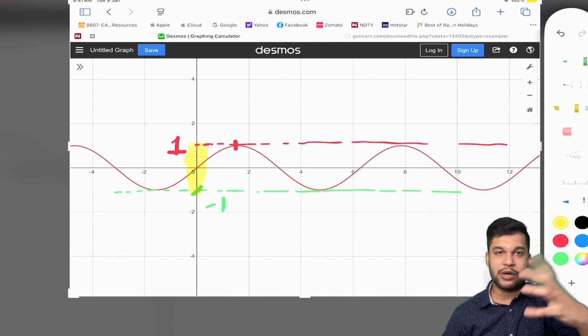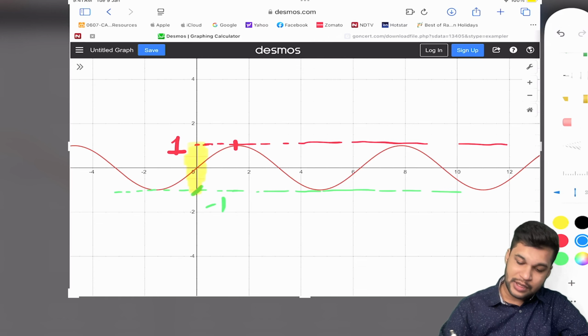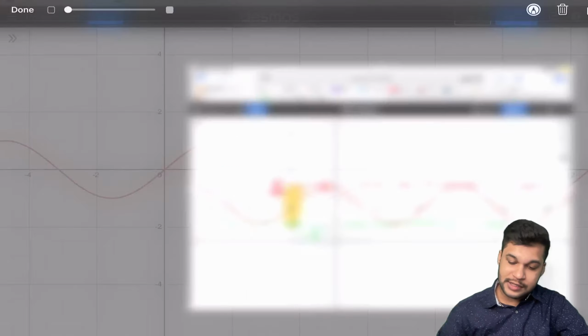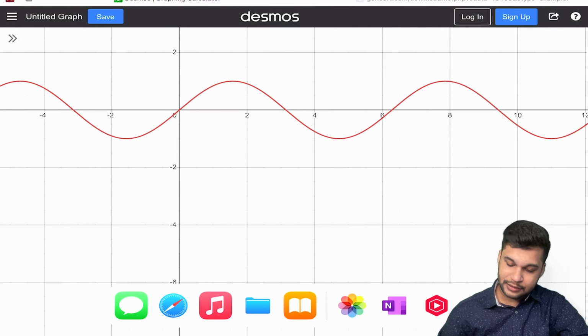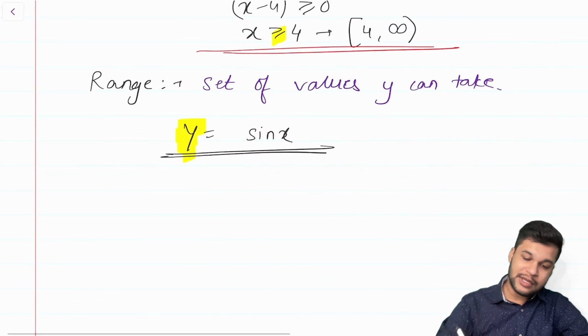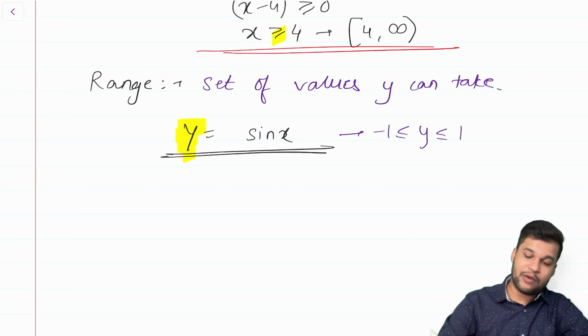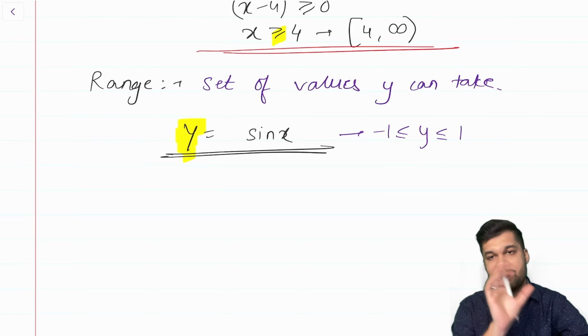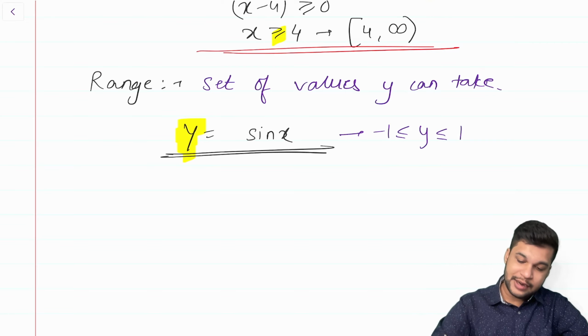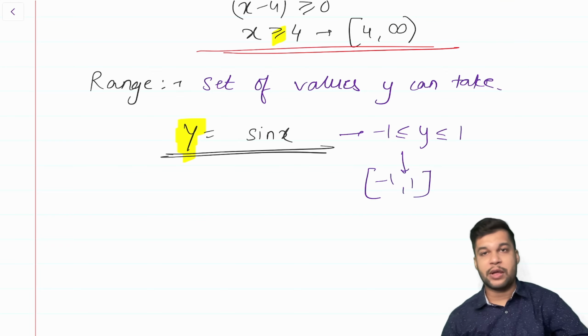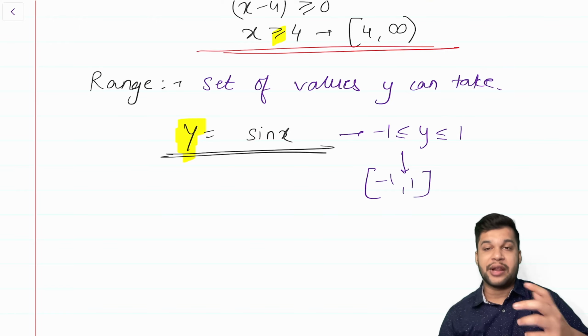So what is the range? The range is -1 to 1. I hope you got this. I'll write it here. So what is the range over here? The least value of y is -1. The maximum value of y is 1. So y is restricted between -1 to 1. Or you can write it as -1 and 1. Both the values are included. That's why you use square brackets. Okay, so this is the range.